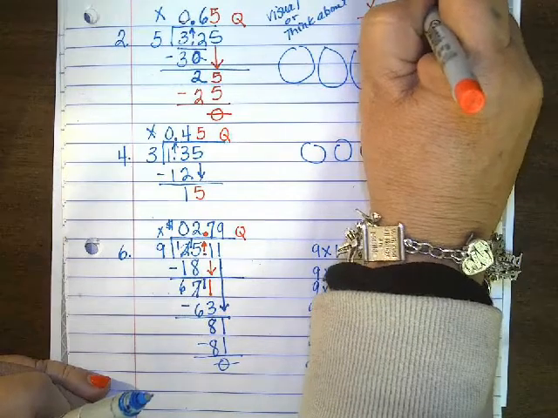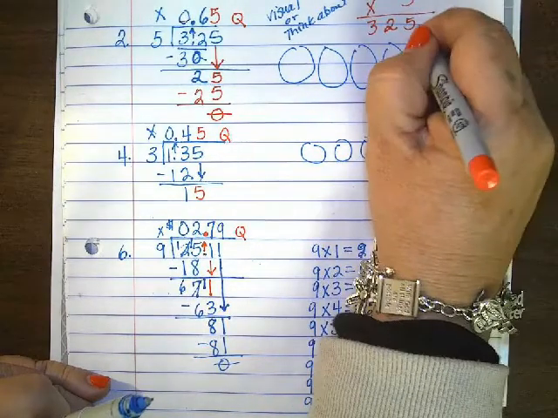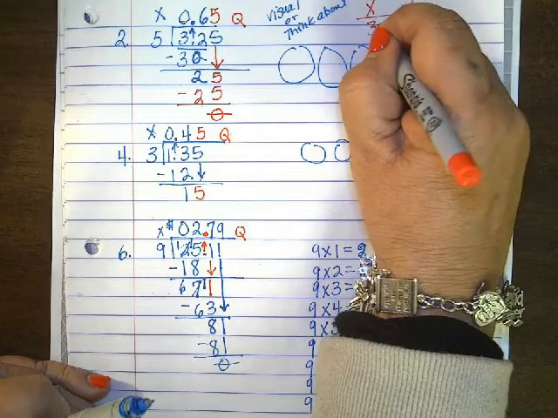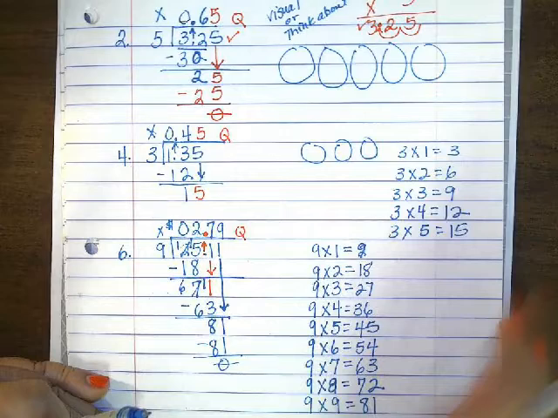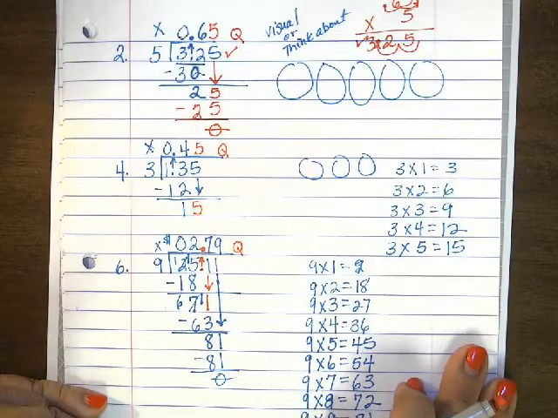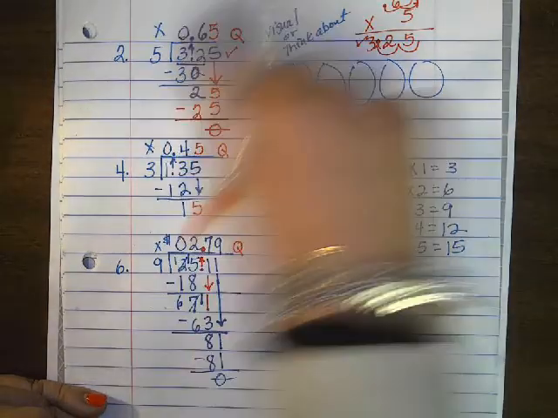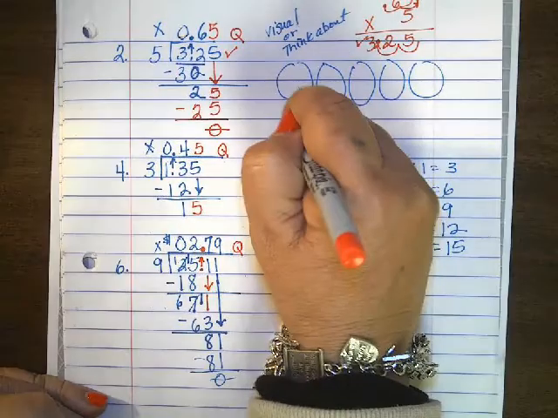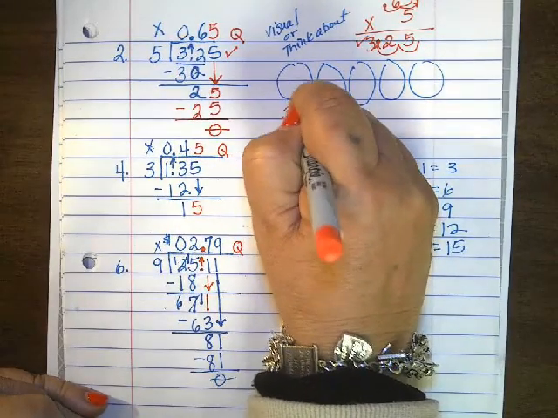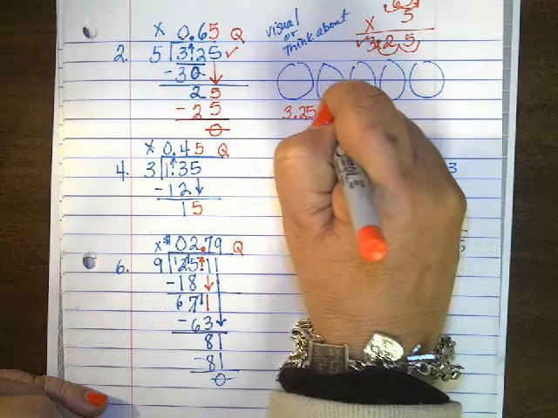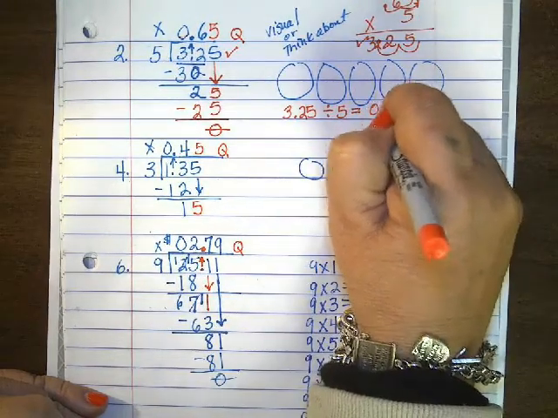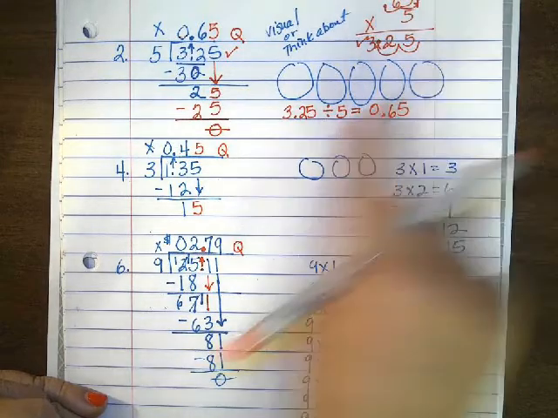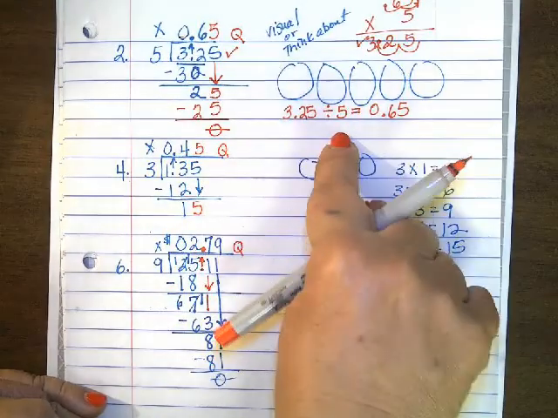I'm supposed to have moved out. Move out my decimal for a whole number. Move it back in. Does my product match my dividend? Yes, it does. So this whole story is what it says: 3 and 25 hundredths divided by 5 equals 65 hundredths. This is this story right here.